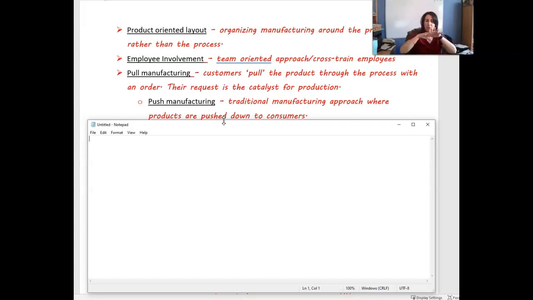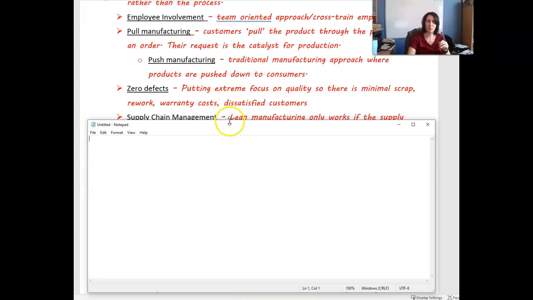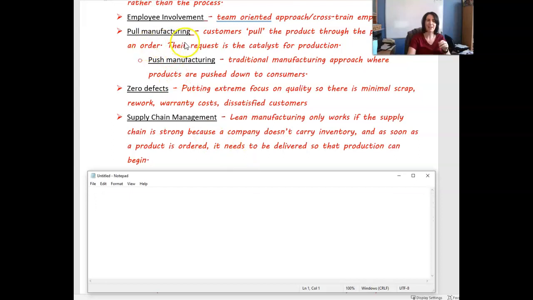So it's the manufacturing push, the maker of the product pushing the products down to the end users, or end purchasers, and they hope that they're all bought, right? Okay, a couple more things about lean manufacturing. I think we're just about done. Oh, we're close. All right.